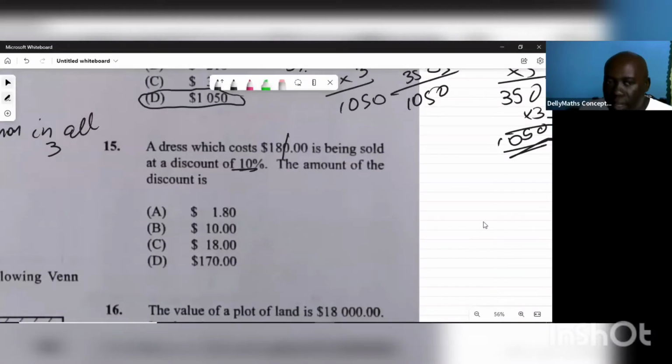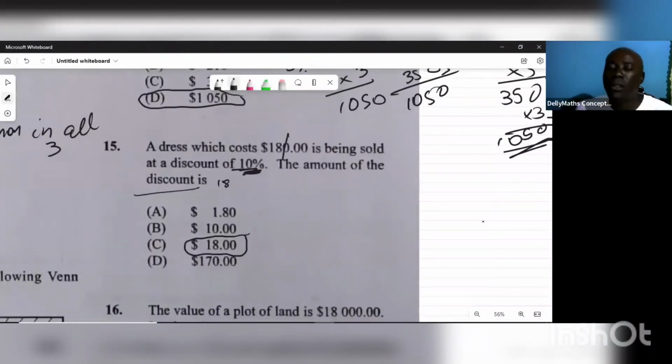We don't work anything yet. We didn't even touch a calculator. The fact that we understood how to do 10%, we just chop off the zero. So $180 turned 18. Remember though, read the question, because this question really said the amount of the discount. We understand that it is 18.